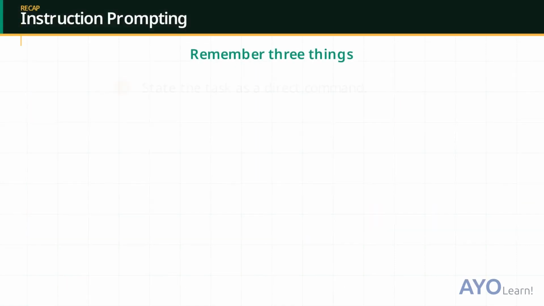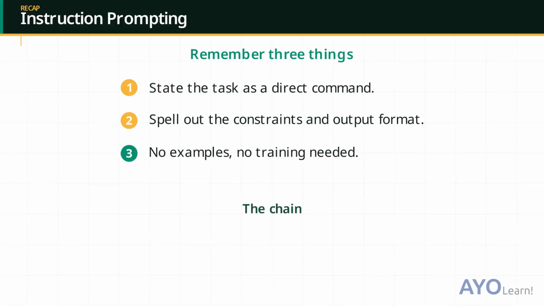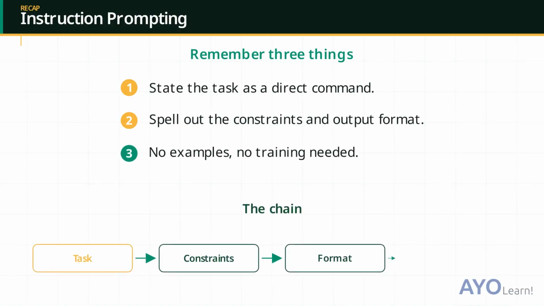Remember 3 things. State the task as a direct command, telling the model exactly what to do. Spell out the constraints and the output format you want. No examples, no training needed. The chain: task, then constraints, then format, then a matching answer.